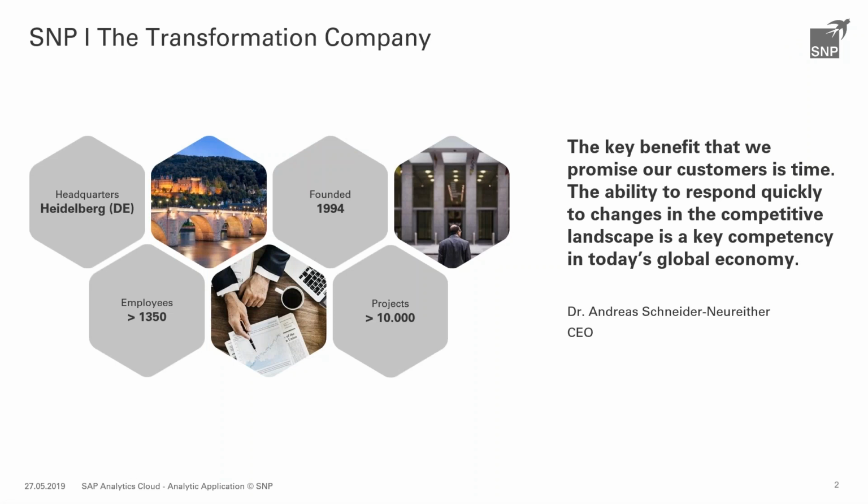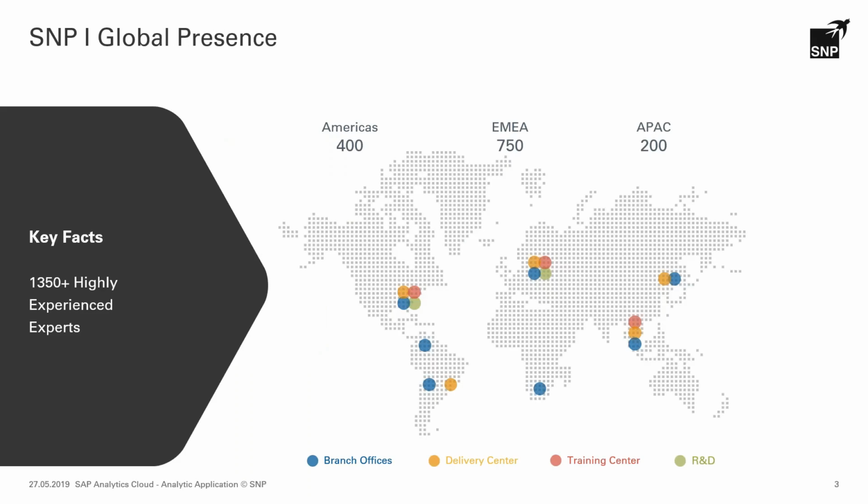SNP is a transformation company that was founded back in 1994 in Heidelberg. Over the years, we have grown to a company with currently over 1,350 people, a company that supported over 10,000 different transformation projects. Geographically, we are located on all major continents, which means that we have our delivery centers in Europe, both Americas, in Asia. We have recently also opened our new subsidiary in Australia. This is a big advantage for us because we can directly serve our customers over several time zones. For example, today's webinar we are running from Poland.